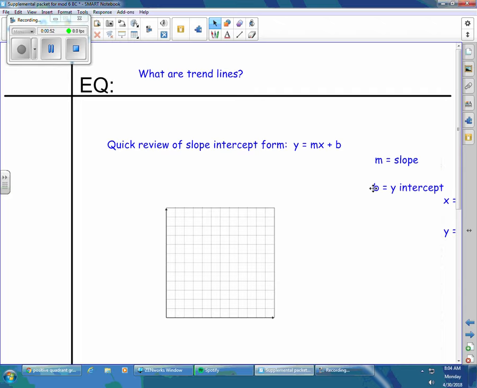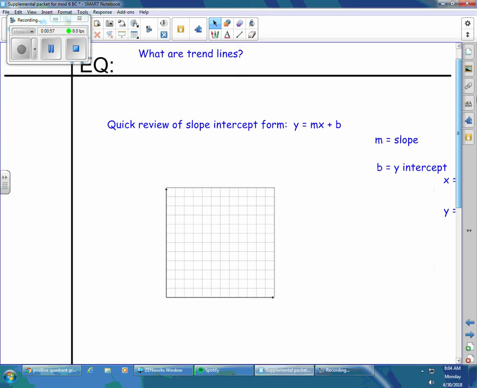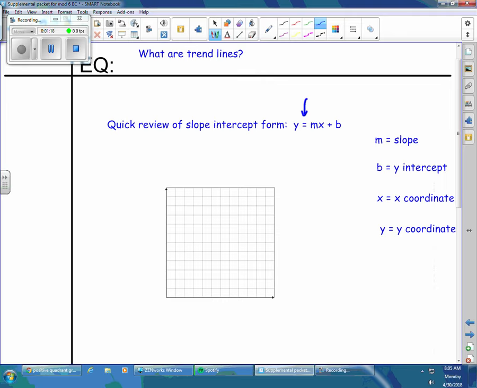The b is the y-intercept. Where is it crossing that y-axis? The x is an x-coordinate that makes the equation true, and the y is the corresponding y-coordinate that makes the equation true. Remember, anytime we see those equal signs in there, that means the left side of the equation is going to be equal to the right side of the equation. So our x-coordinate and our y-coordinate are the things that are going to be changing that will make the equation true. The slope stays consistent and the y-intercept stays consistent.